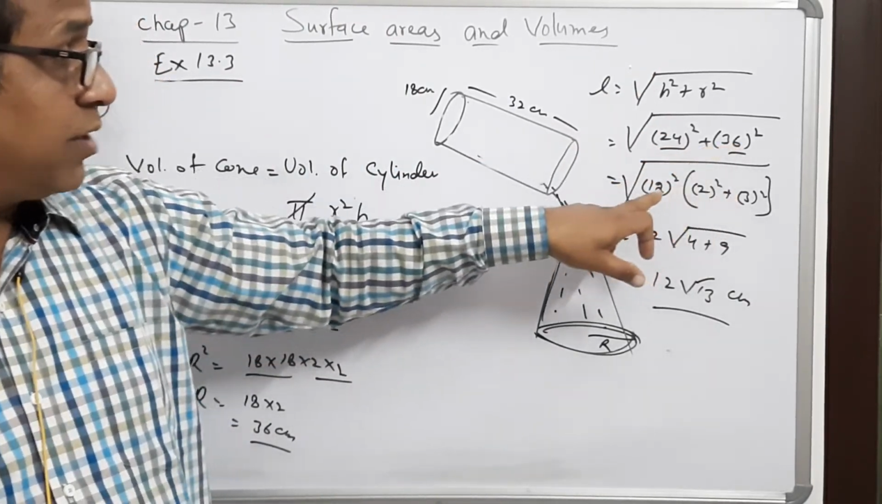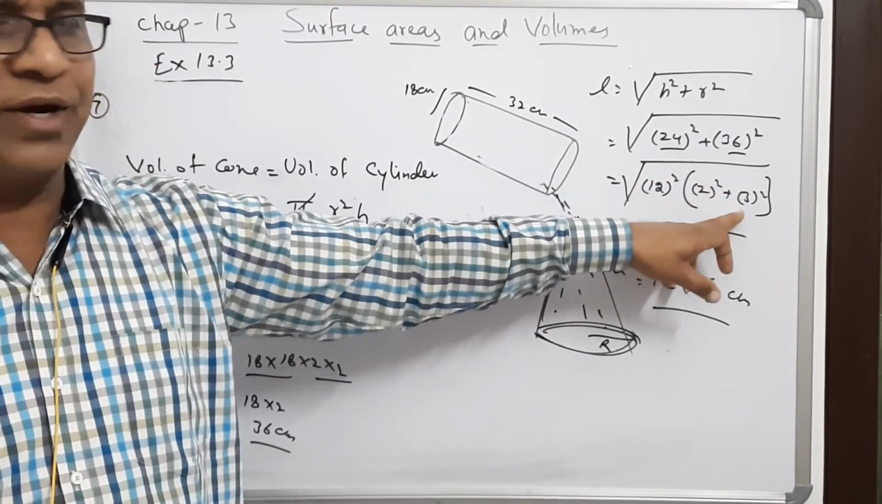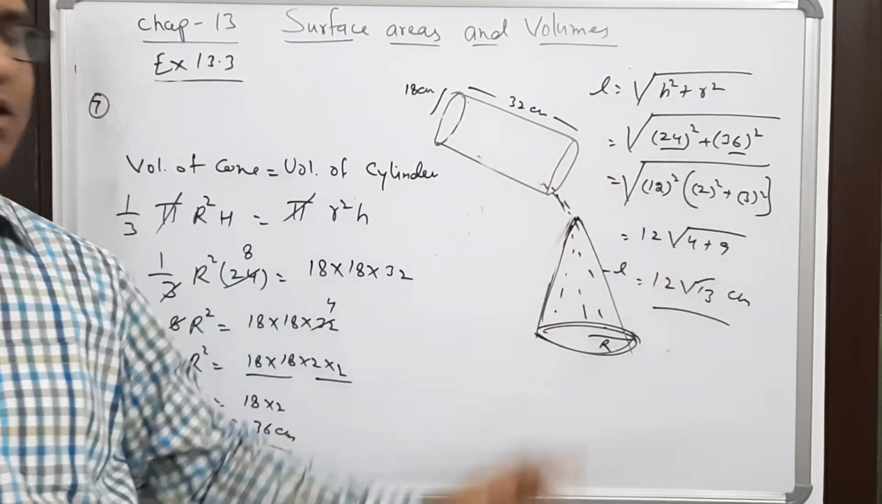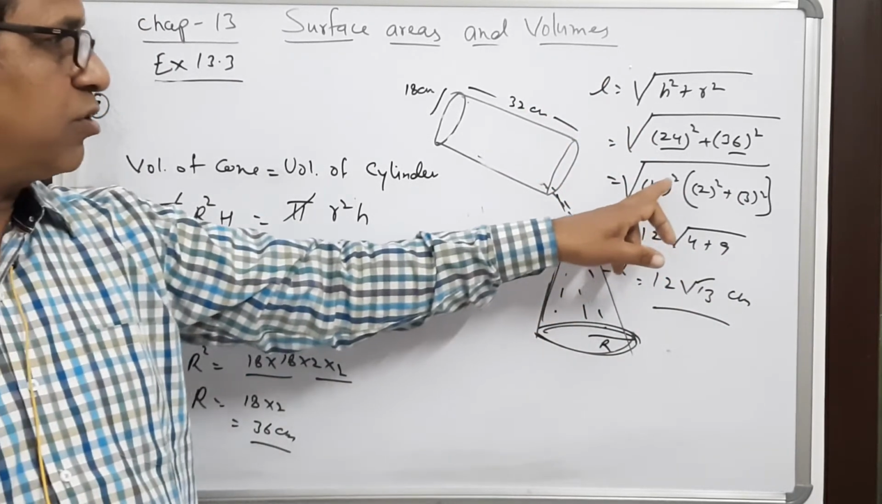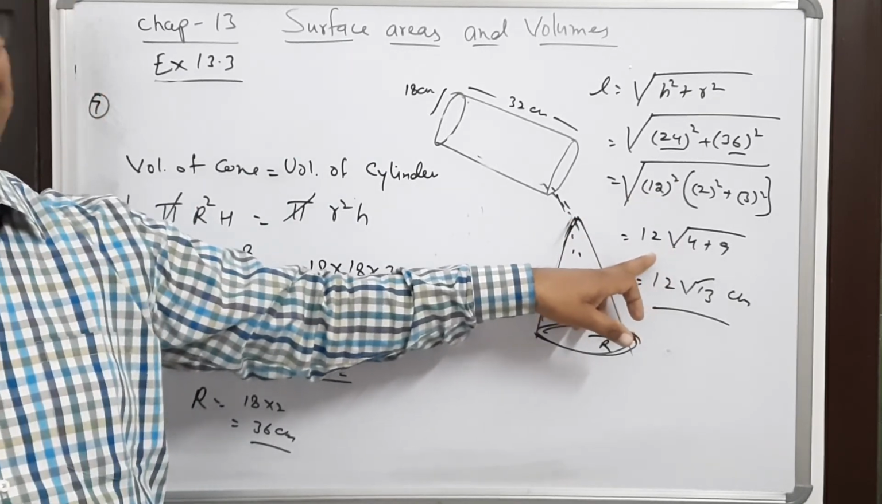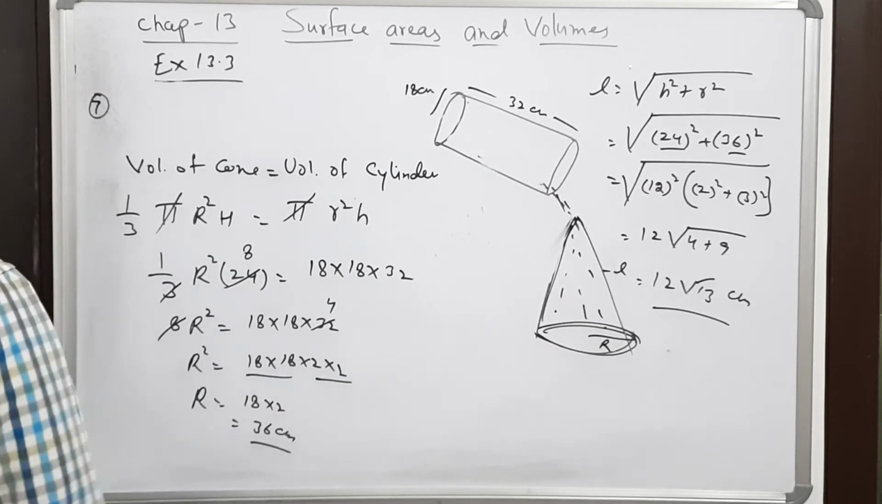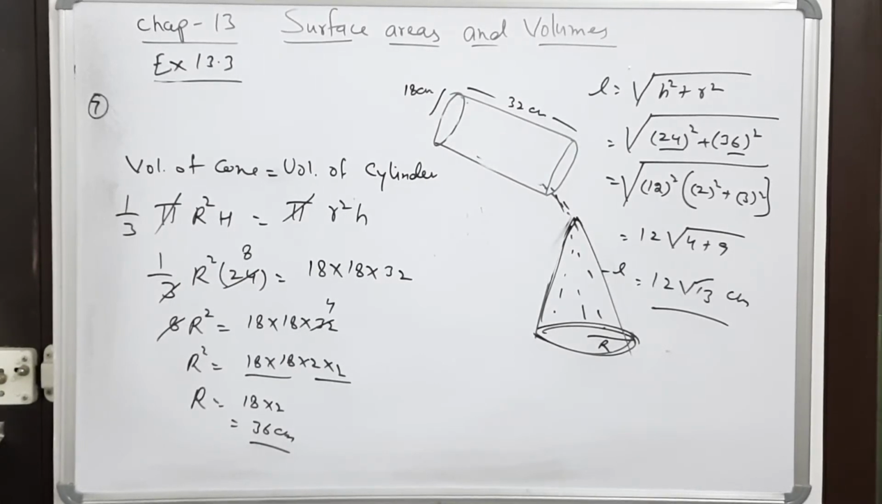Please study this now. Here from these two I have taken 12 square common. So it is 2 square and this is 3 square. 2 square is 4, and this 12 square, when we bring out from the root sign, square root of 12 square is 12. And this part is 13. If you apply this method, you will get the answer very fast. This is the most important step in this one. Next problem.